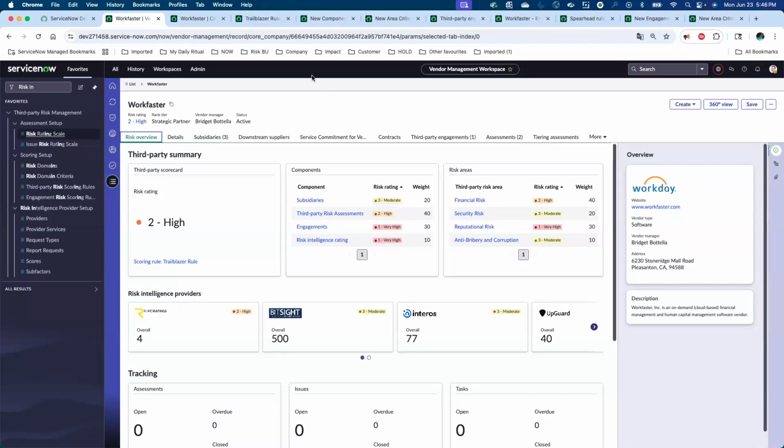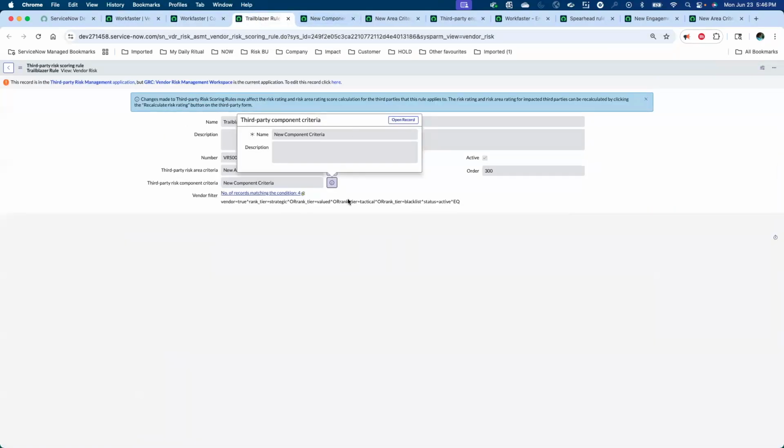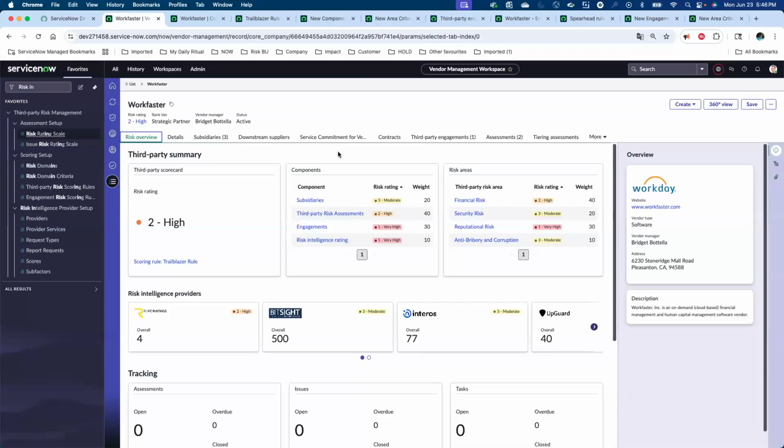Again, all of this is, as explained previously, defined in the third-party risk scoring rule. For Workfaster, it uses Trailblazer as well. In Trailblazer, if we investigate the component criteria, it's all currently set to average. Therefore, the subsidiaries were also averaged out, 9 by 3 to 3 moderate. So that's what we reviewed. We have reviewed risk areas significantly with all the previous third-party examples, so I think we are good there.